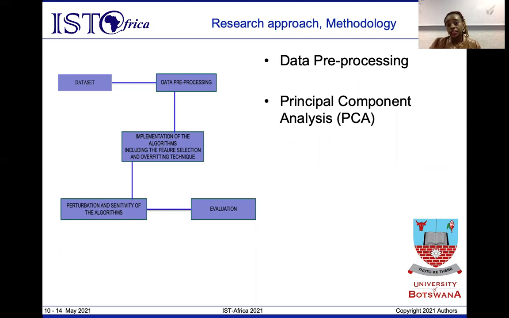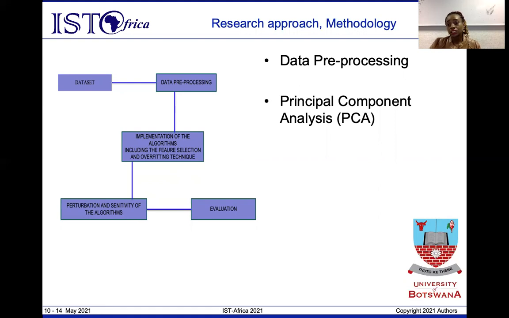And after that, I implemented the algorithm and I addressed the problem of overfitting. This is a major problem when it comes to machine learning and deep learning. It's the inability of your neural network to generalize on unseen data or test data. And two techniques were employed, and one of such techniques is feature selection.